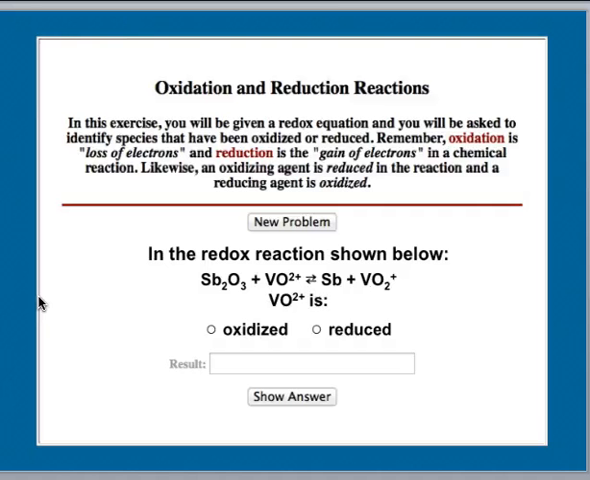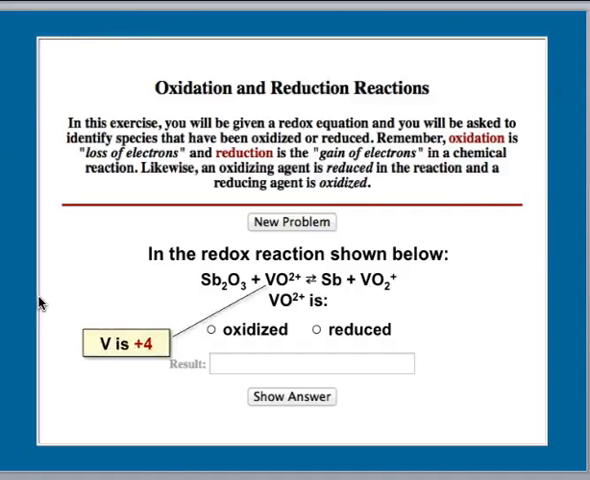All right, look at our start here. We have VO +2. So vanadium oxide is +2. What's our oxygen going to be? -2. Now, for the whole thing to wind up +2, how many positives do we have to have in there? 4. So our vanadium is +4.